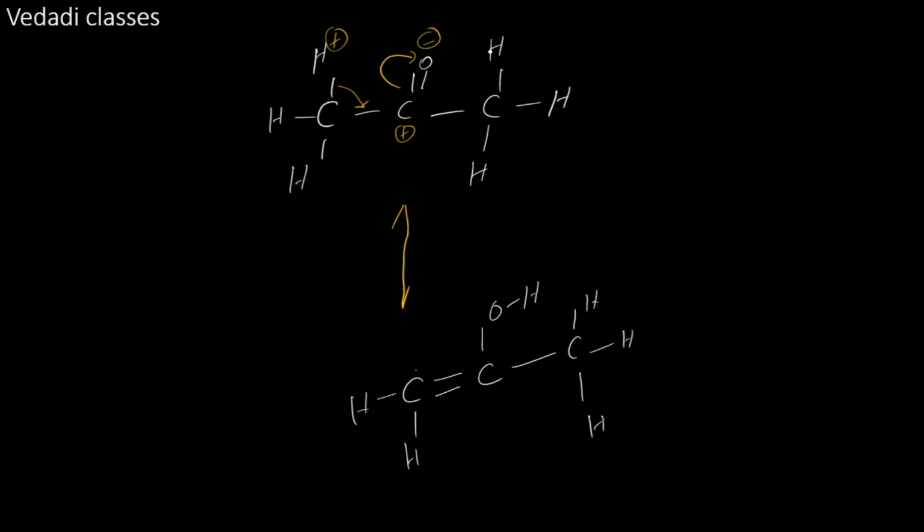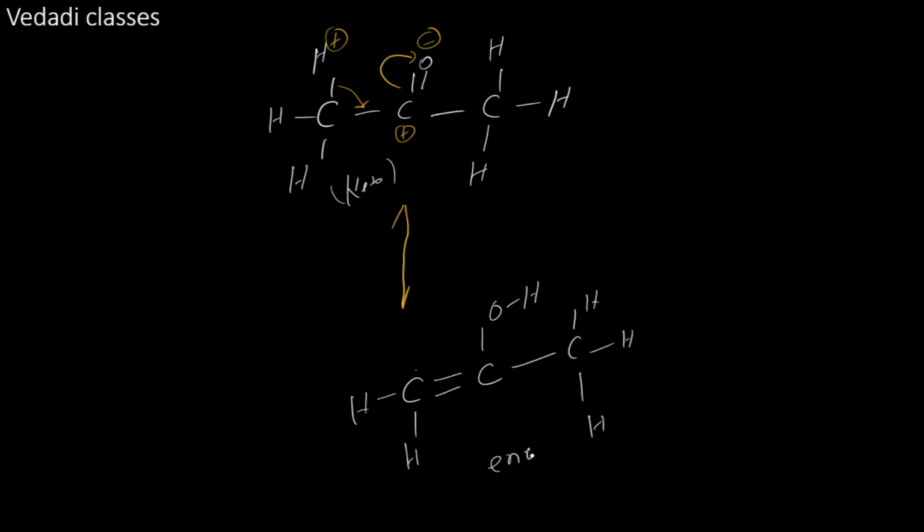Now it can also take place from here, because this also has the alpha carbon, alpha hydrogen. So it can take place over here. So this is the keto form, and this is what? The enol form.